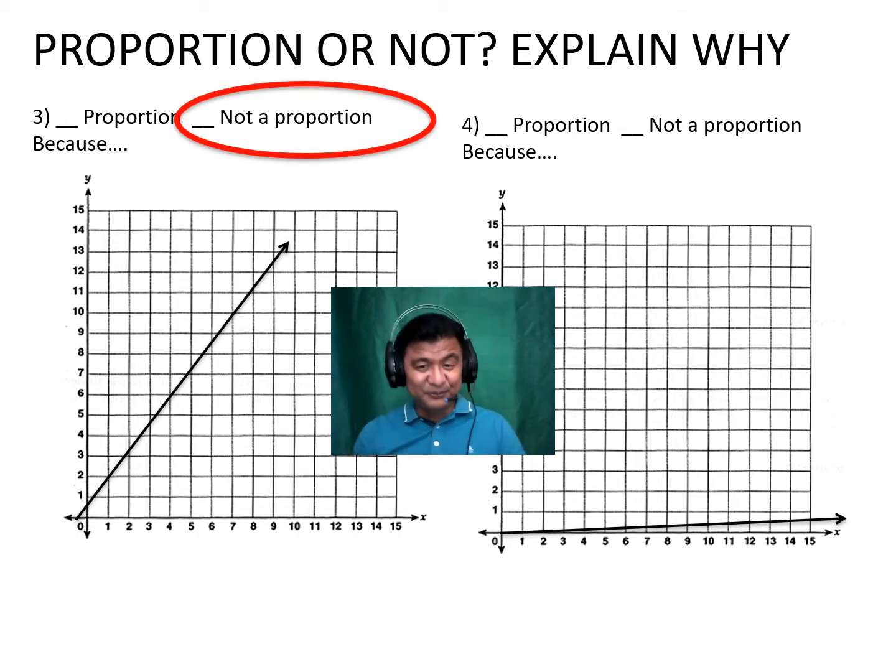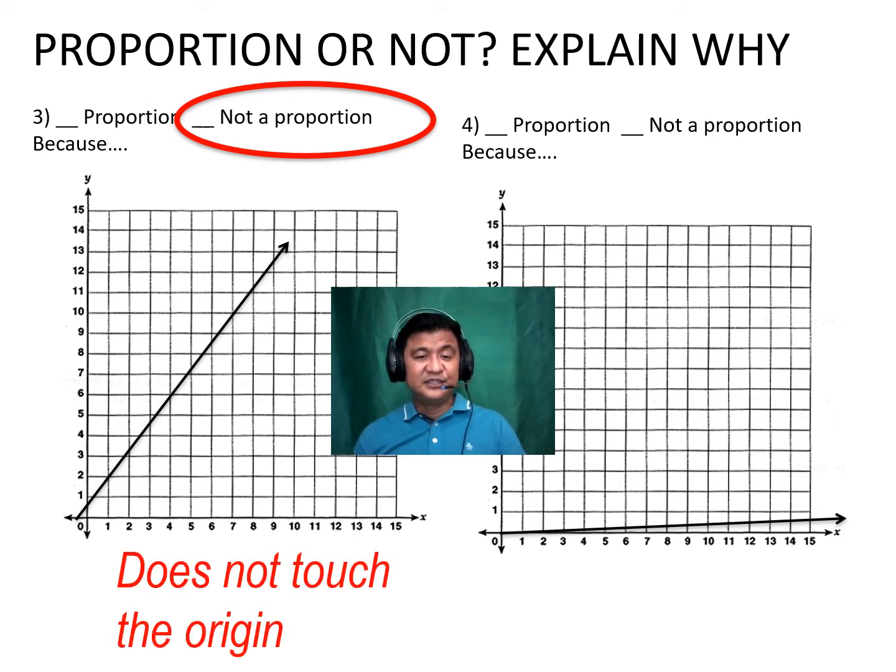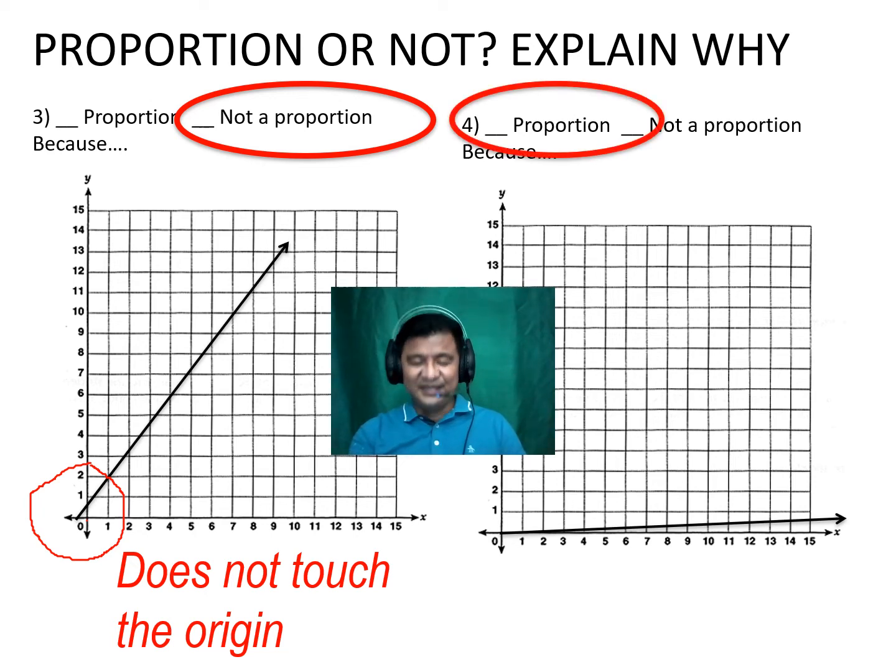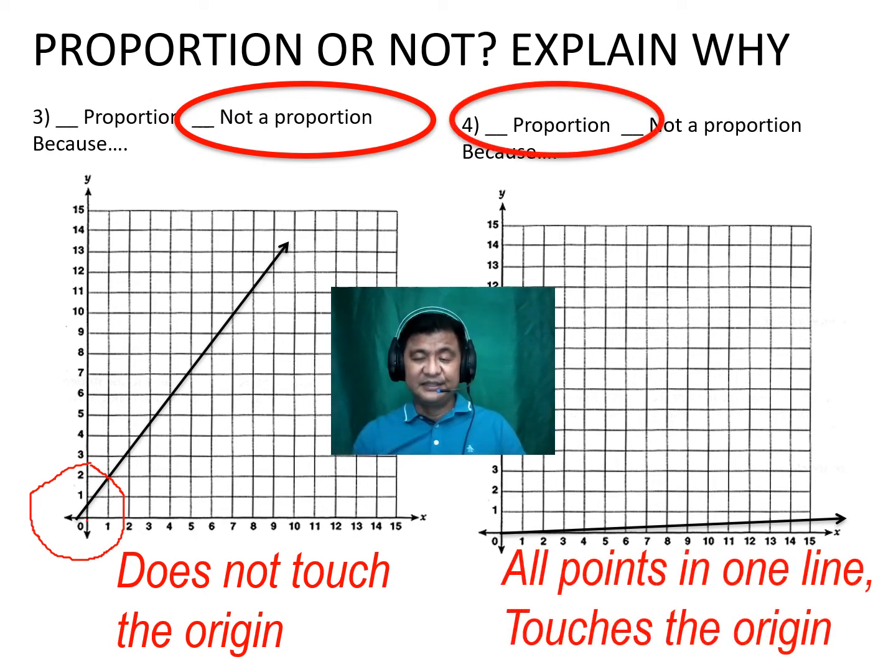You thought it's a proportion, right? Check again. Open your eyes and look at this. It does not touch the origin. It did not touch 0, 0. It went beyond that. So not a proportion. Be careful, guys. The two conditions should be met. Next, number four. What do you think? Yes, it's a proportion. It met the two conditions. Good job.